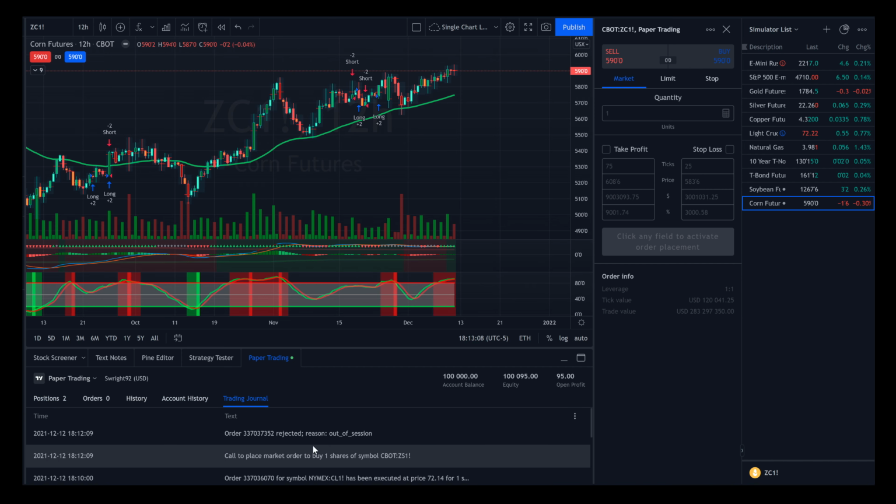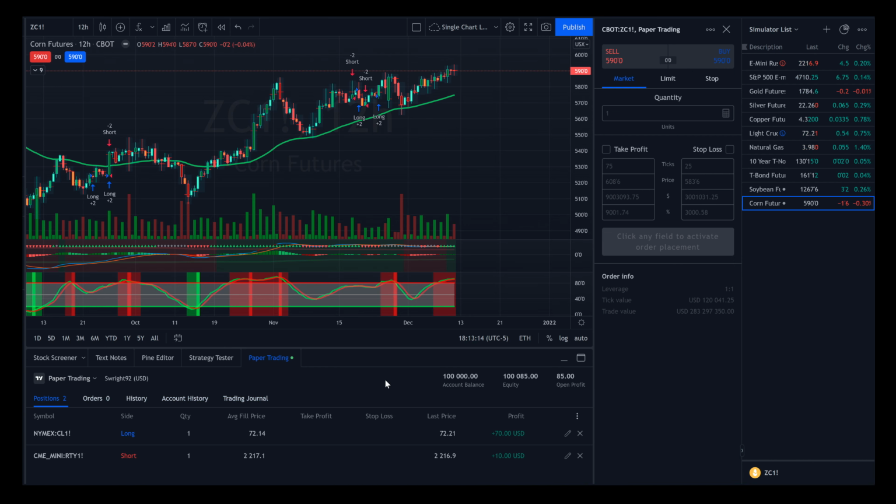We have a trading journal here that shows all the various different things, so not a problem. And we're already making some gains here, so that's good. And yeah, that's it for now.